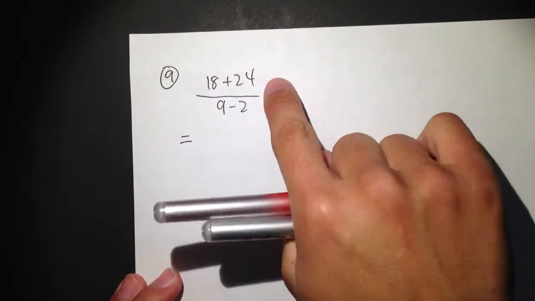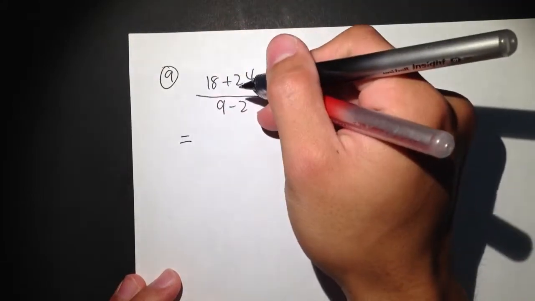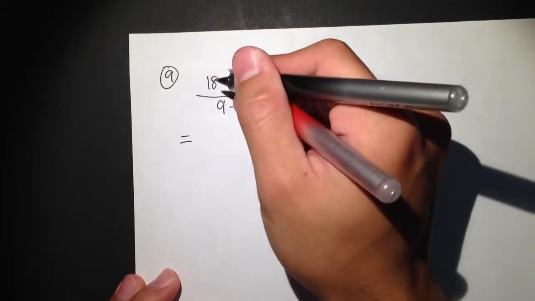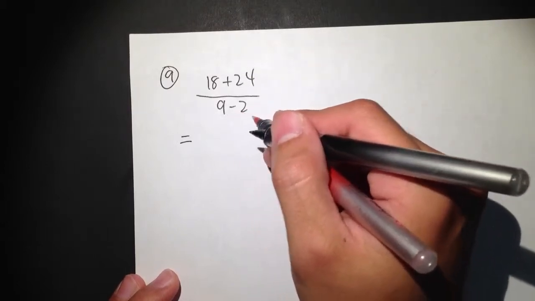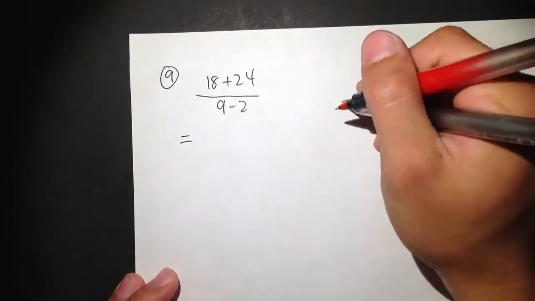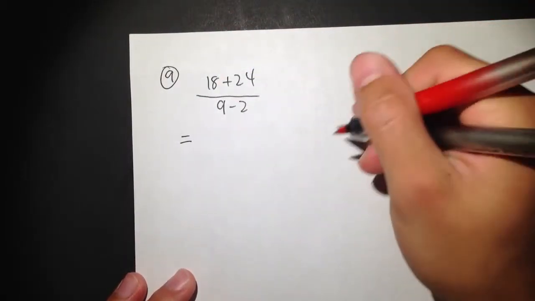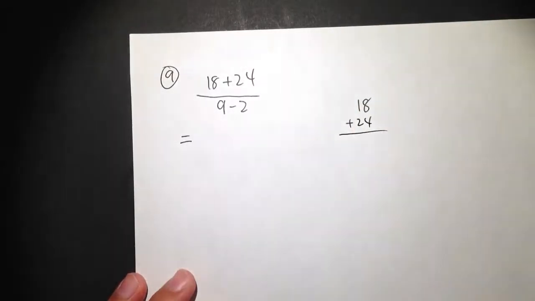In this case, we should carry out the operations on the top first, which is 18 plus 24, to figure out what that is. And then we do 9 minus 2 and figure out what that is. So first let's do 18 plus 24, and let me just use a scratch paper on the side.